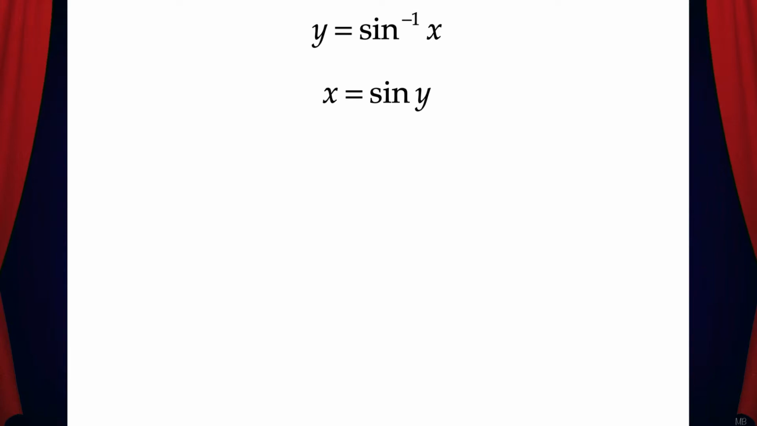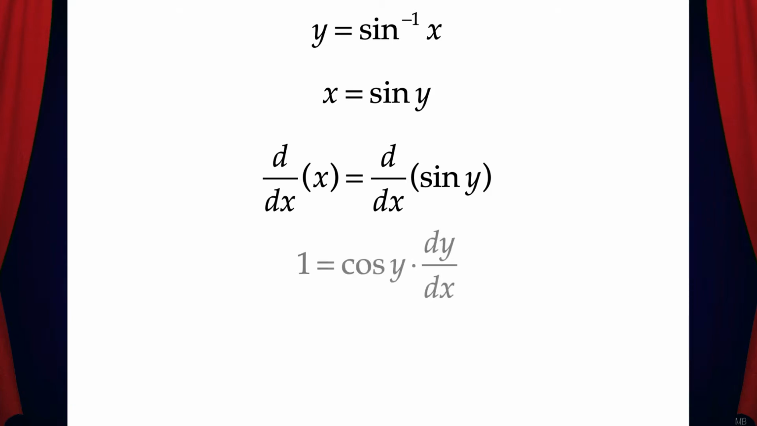And now we can take d dx of both sides. d dx of x is just 1. d dx of sine y is cosine y times dy dx. Now we can solve for dy dx, which is 1 over cosine y. But now what we need to do is figure out how to get cosine y in terms of x.